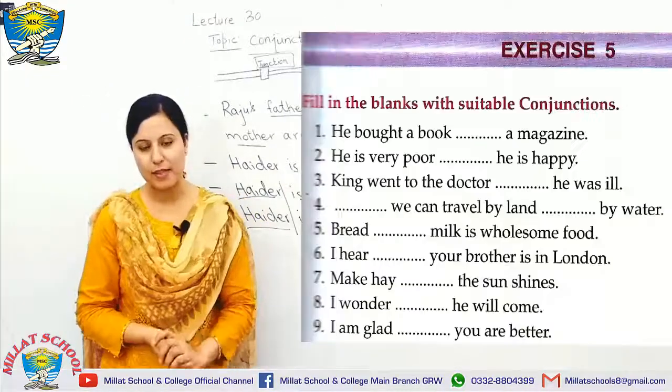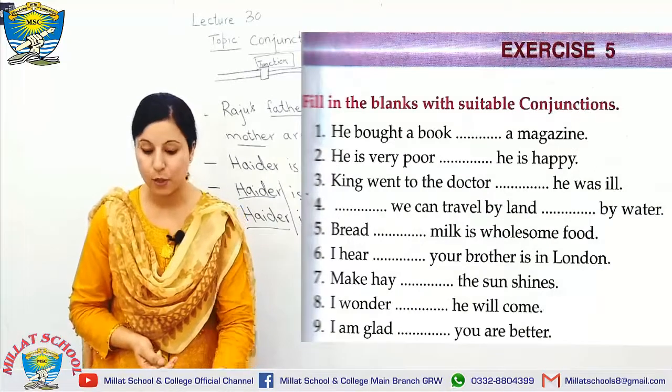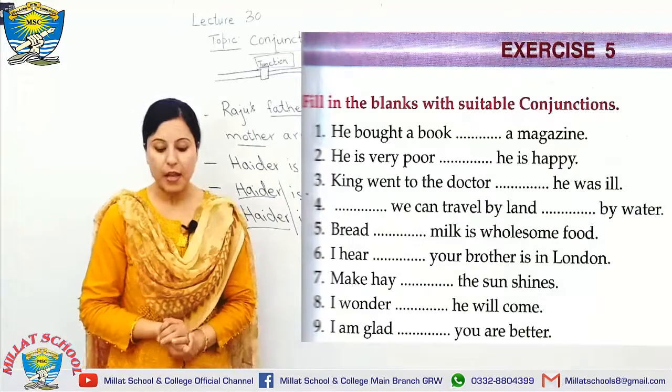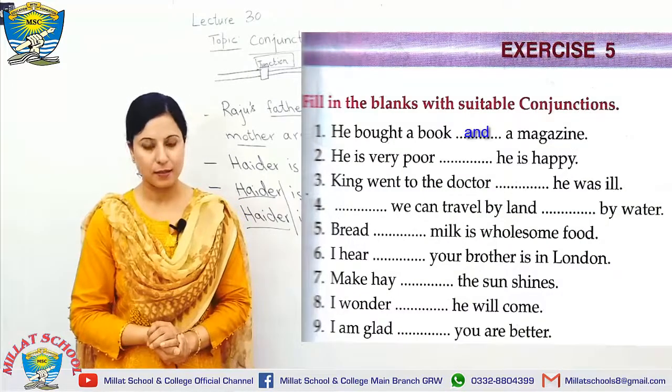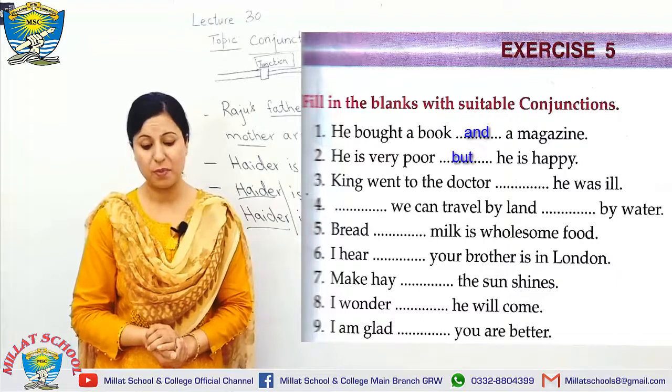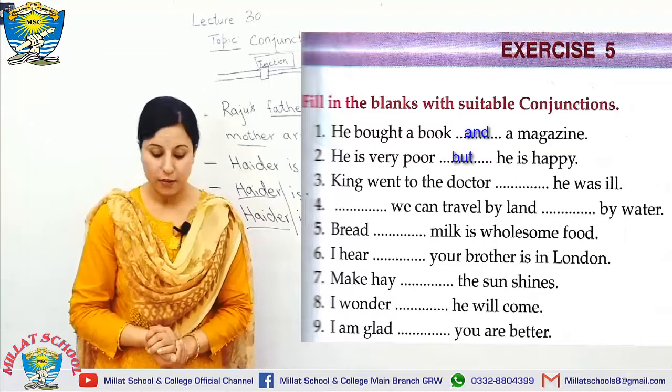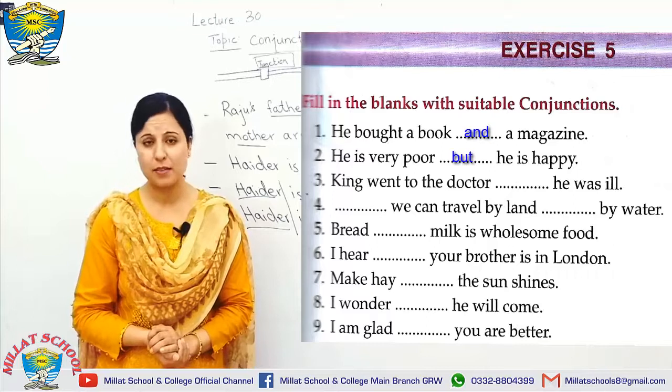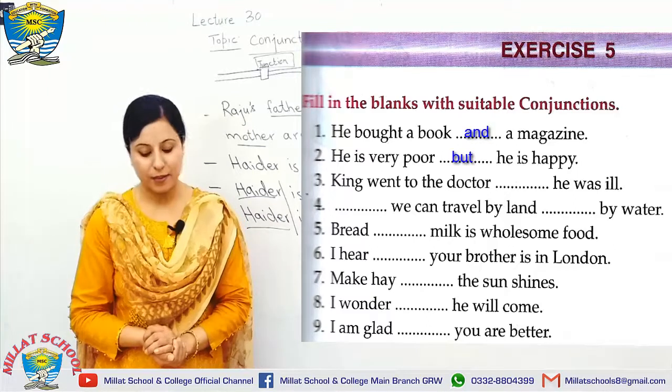So move to exercise number 5. Fill in the blanks with suitable conjunctions. He bought a book and a magazine. He is very poor but he is happy. Some poor people are always happy and some rich people are not too happy.